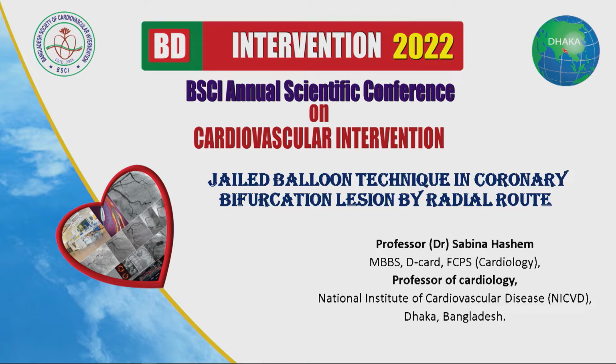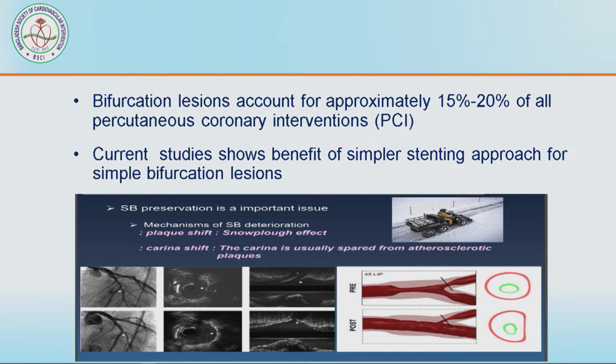So today my presentation is the gel balloon technique in coronary bifurcation lesion by radial route. Bifurcation lesion accounts for approximately 15 to 20% of all percutaneous coronary interventions. Current studies show the benefit of a simple stenting approach for simple bifurcation lesions. And here, side branch preservation is an important issue. The mechanism of side branch deterioration is by plaque shift and carina shift.